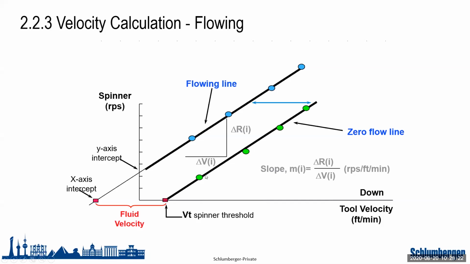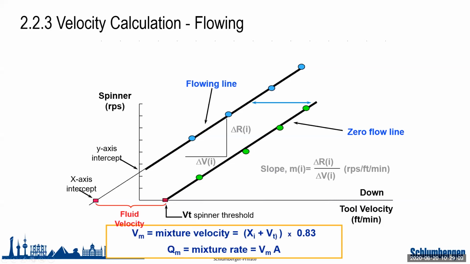Now, the distance between my zero flow line and my flowing line is basically the fluid velocity. This is the velocity of the fluid in the wellbore, okay? And as you can see, the threshold velocity is important. And this is important for the calibration when you do it by hand or you do it by software. But at the end of the day, graphically, the distance between the zero flow line that I trace from the log compared to the flowing line that they trace also from the log, this distance is the fluid velocity, okay?